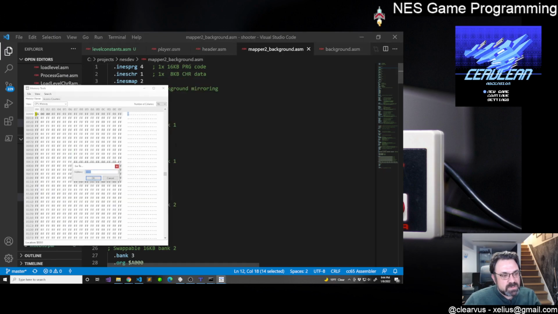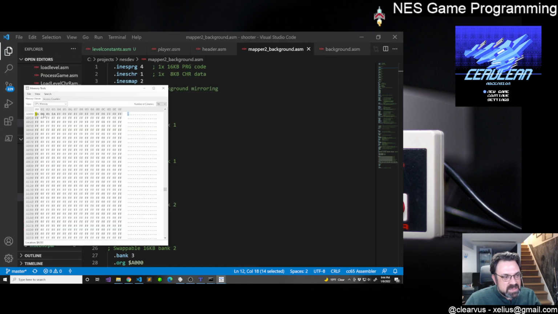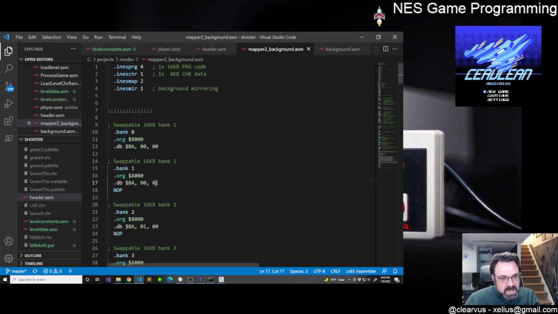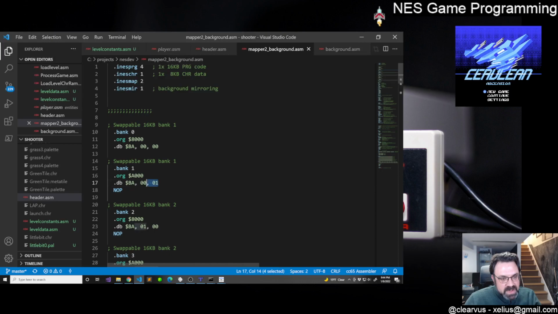And if we go to A000, it's BA0001, and then a no-op, which is in fact the instruction EA. That's what that byte is. So you can see we've got the data loaded that we expected it to be. It's not just a random coincidence. This is actually the data that we want.